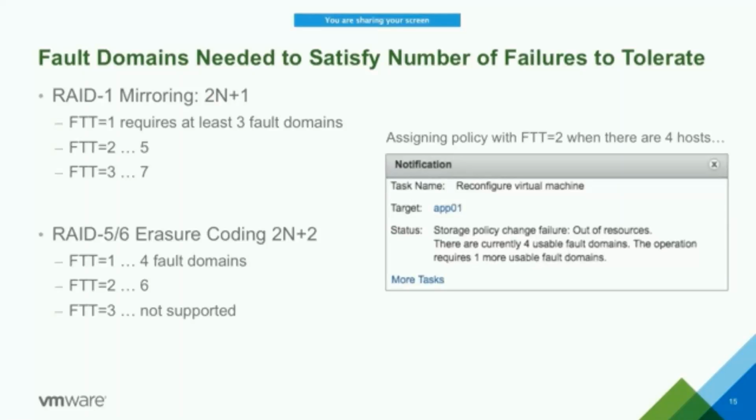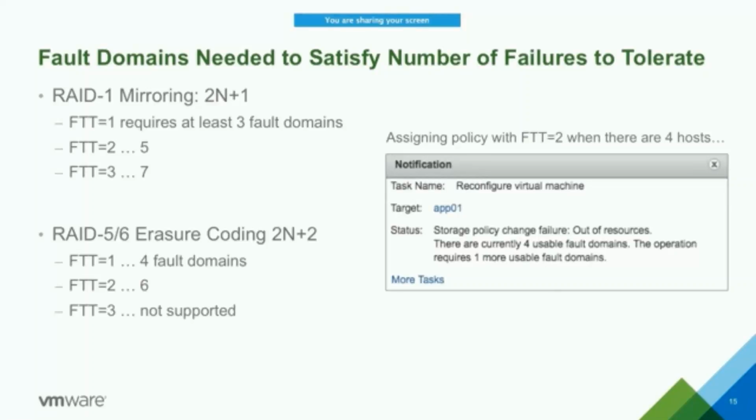Now with erasure coding, so RAID 5/6 erasure coding, you can do FTT equals 1, which is of course RAID 5, and FTT equals 2, which is RAID 6. In this particular case, we're going to have a higher number of components, albeit smaller. That means you're going to need more fault domains. So for FTT equals 1, you're going to have at least 4 hosts or 4 server racks, 4 fault domains in other words. And of course FTT equals 2, you're going to need 6. And then FTT equals 3 is not supported with erasure coding. You're going to have to use mirroring.